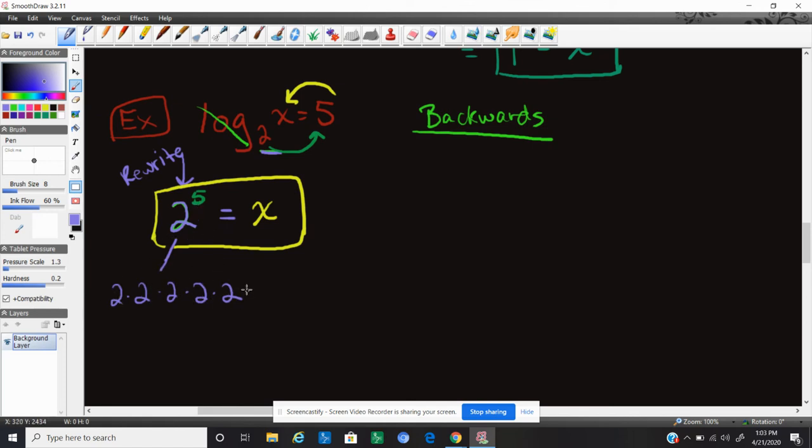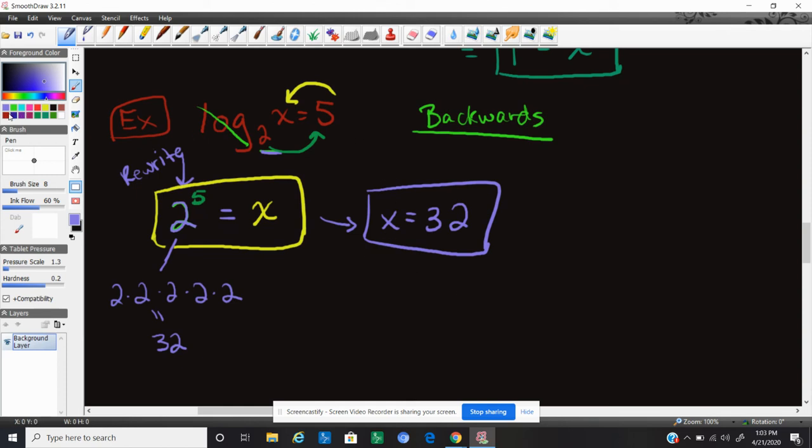And all this, if you multiply it, gives us, let's see, 2 times 2 is 4, times 2 is 8, times 2 is 16, times 2 is 32. So this is also the same as x is equal to 32. Okay, and that is pretty much it. I think I'm going to go ahead and stop it there.